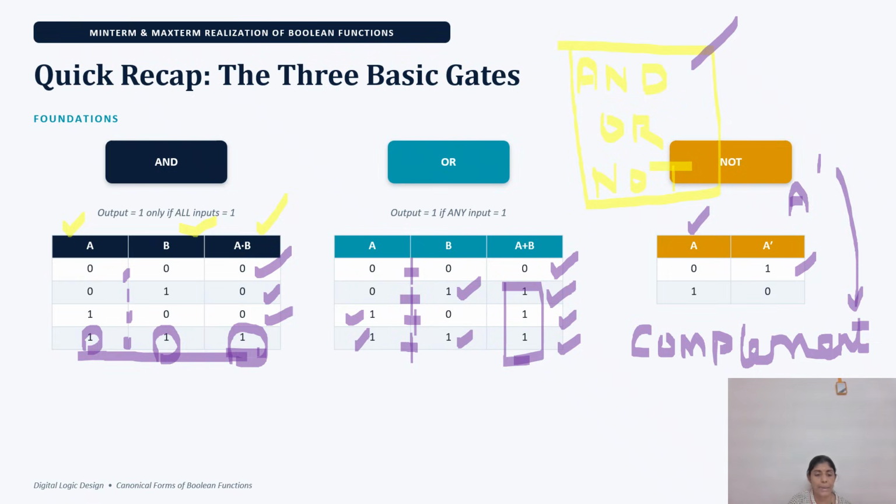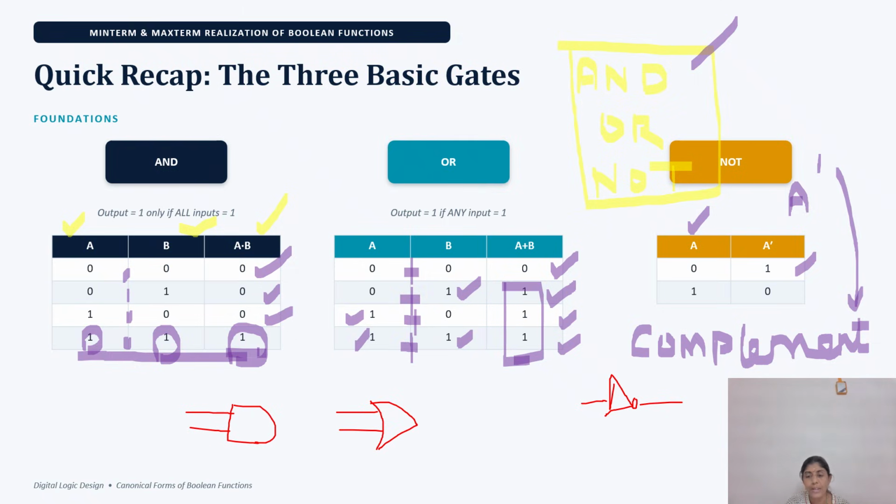These are the three basic gates. If you want, I will draw the symbols. This is the symbol for the AND gate, this is the symbol for the OR gate, and this is the symbol for the NOT gate, right?